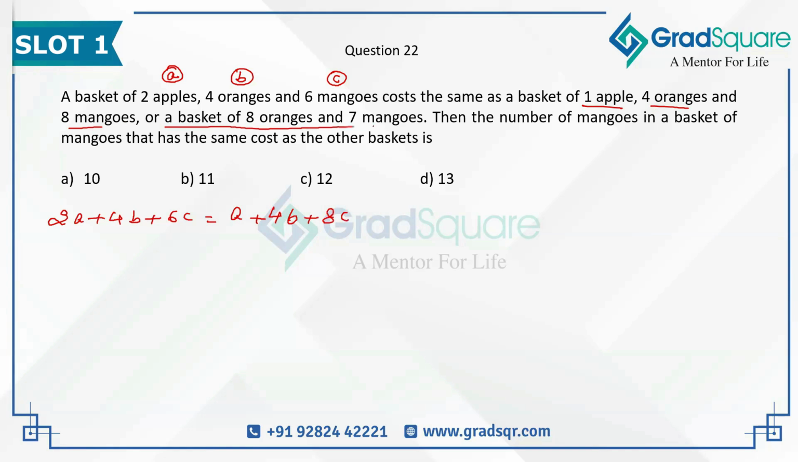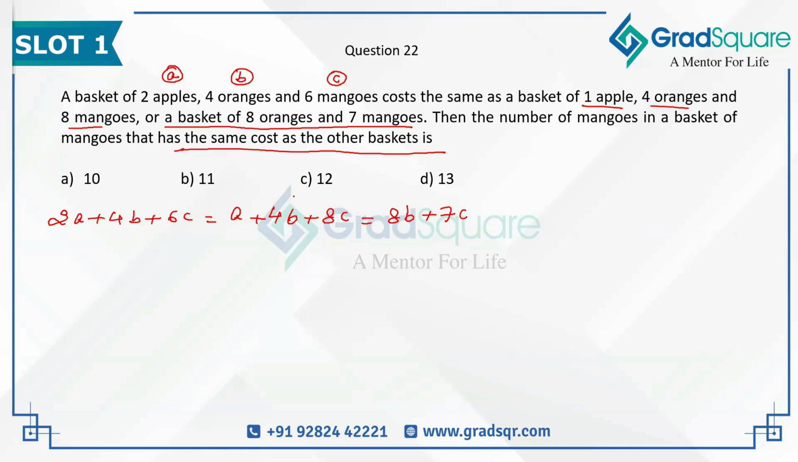Or a basket of 8 oranges and 7 mangoes. 8 oranges means what? 8B, and 7 mangoes, that makes it what? 7C. Then the number of mangoes in a basket of mangoes that has the same cost as that of the other. So if you're wanting to make a basket which has only got mangoes, and it costs the same as that of any other basket, then the number of mangoes in that basket should be how many? That's what the question is.